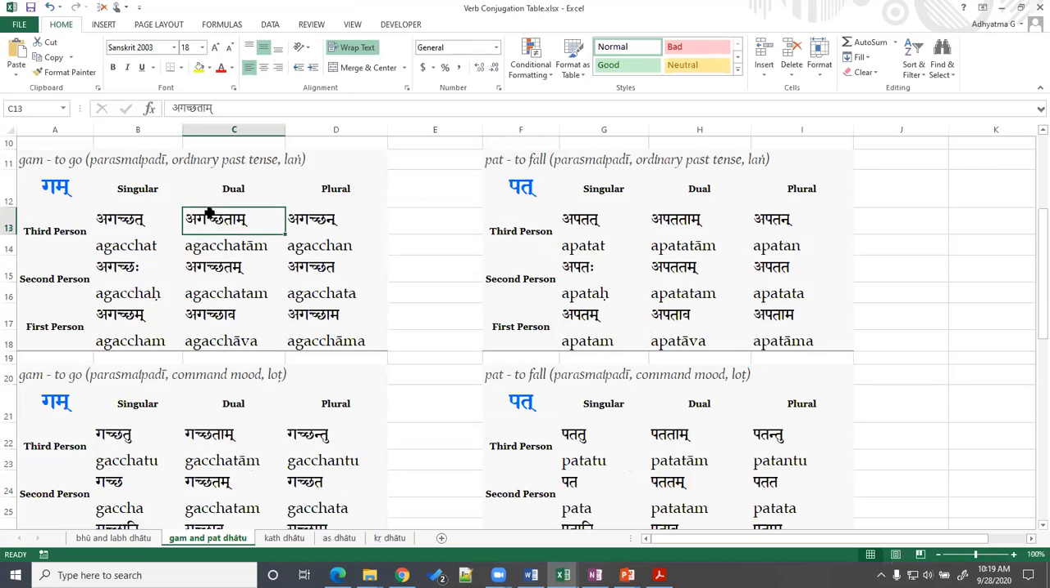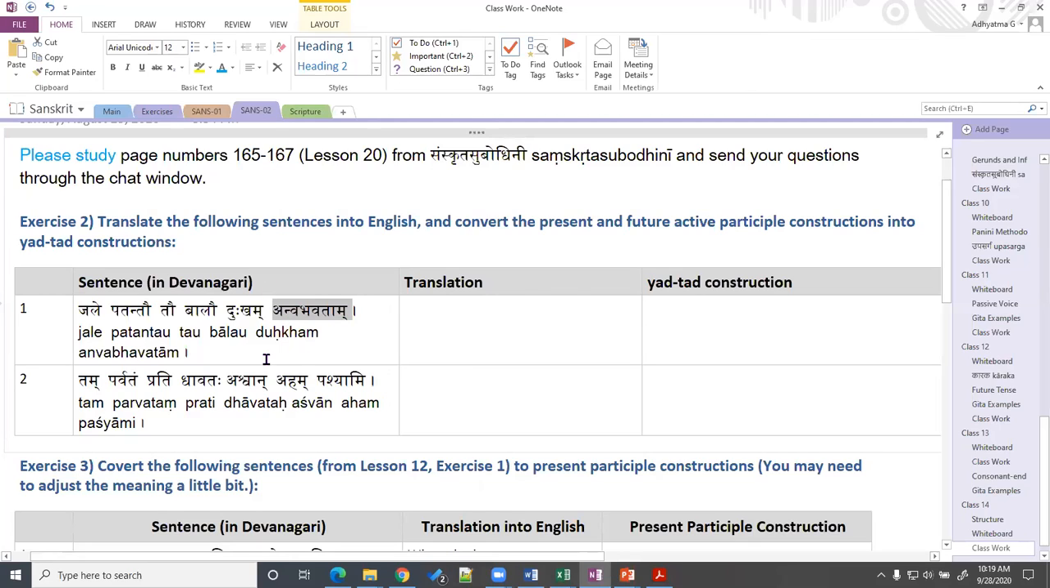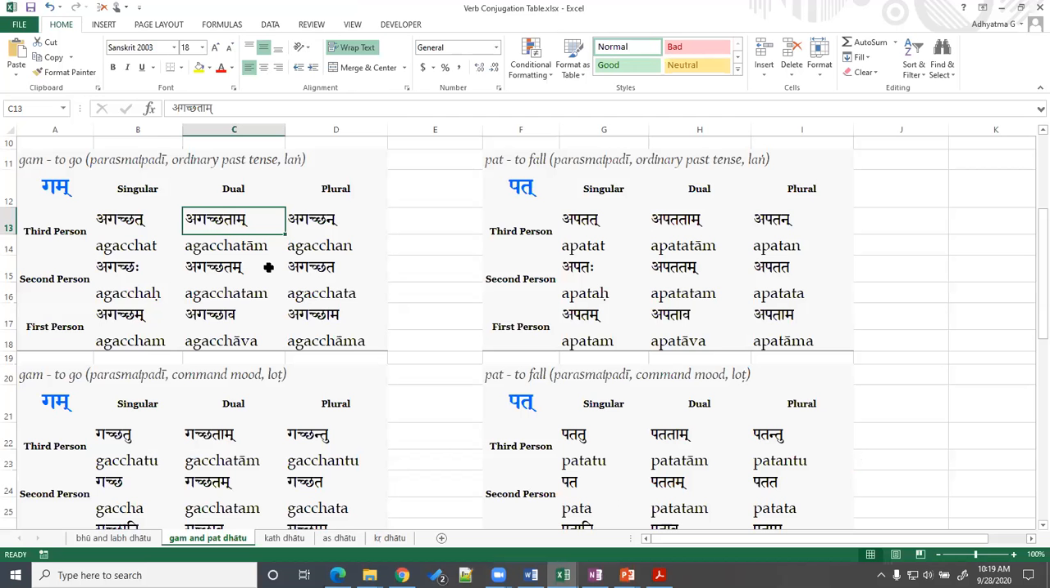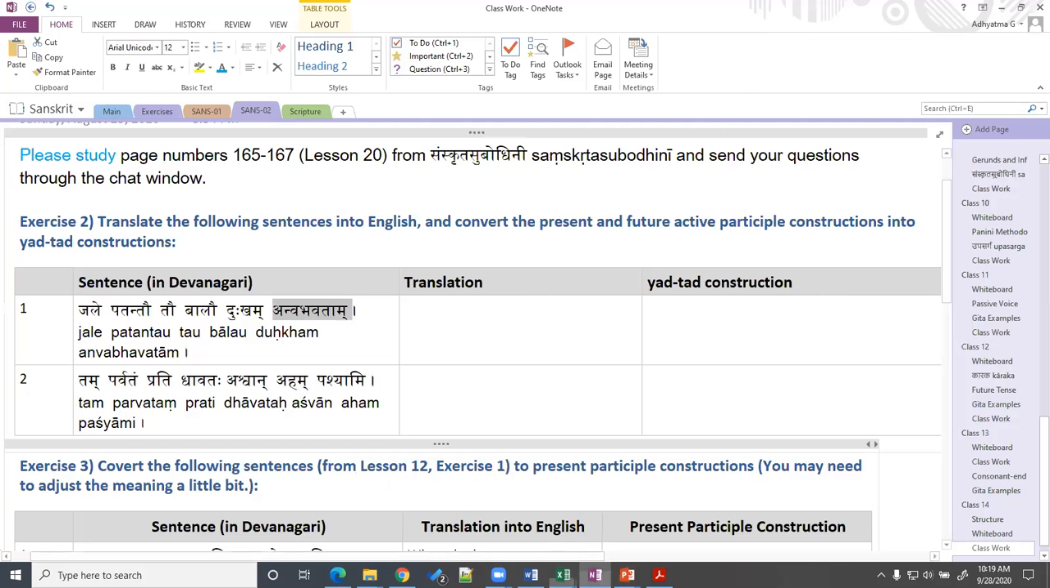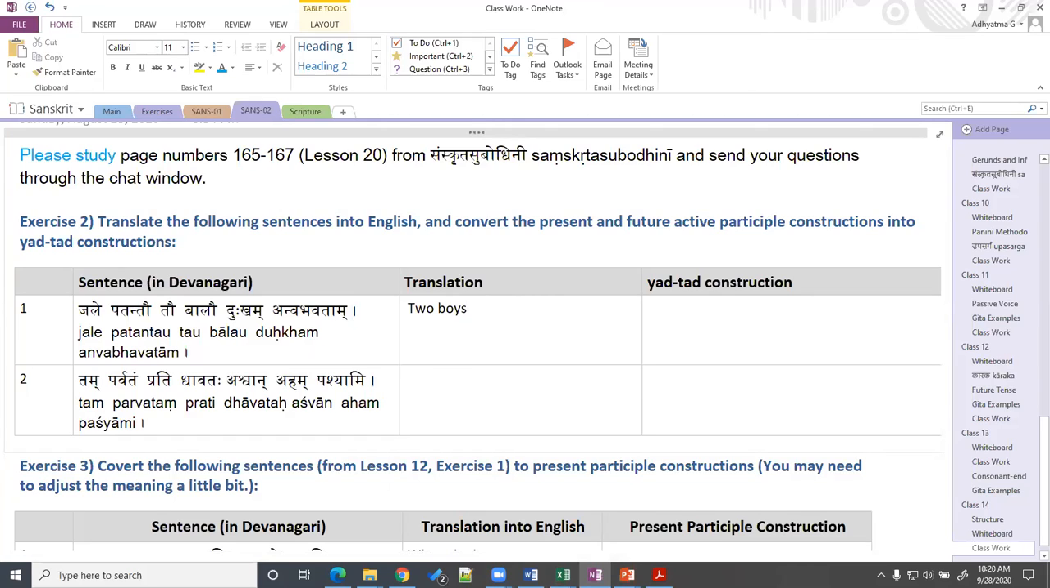So agachatam, this is with the prefix, with the upasarga prefix anu. So the dhatu is bhu, becomes abhavatam, agachatam, abhavatam, and with the prefix anu, it becomes anubhavatam. That means experienced. So two boys falling in the water experienced sorrow.